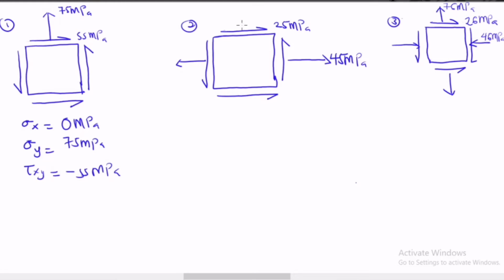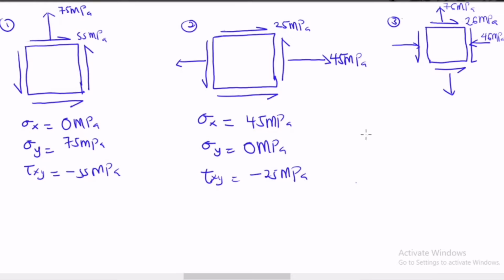And with question number 2, in this case, our stress in the x direction is going to give us positive 45 megapascal. Our stress in the y direction is also not given, so in that case, it becomes 0 megapascal. And then our shear stress in the x and y direction becomes negative 25 megapascal.